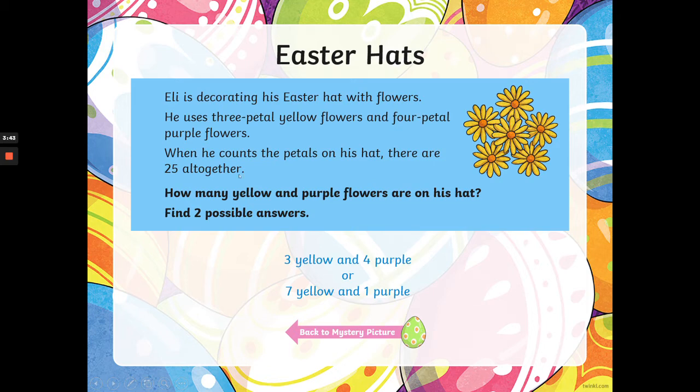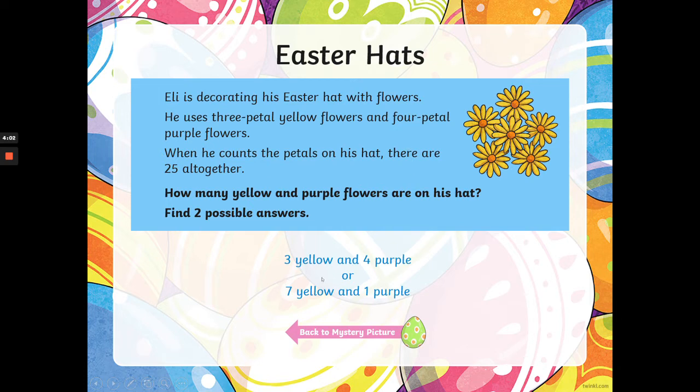The reason for that is, remember, the yellow flower has 3 petals. So 3 times 3 is 9. And 4 purple flowers, well, they were 4-petaled, and 4 times 4 is 16. And what is 16 and 9? Well, it's 25. So you'd have 25 petals altogether.